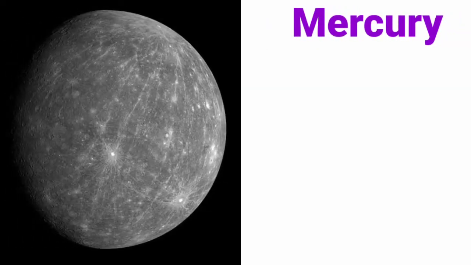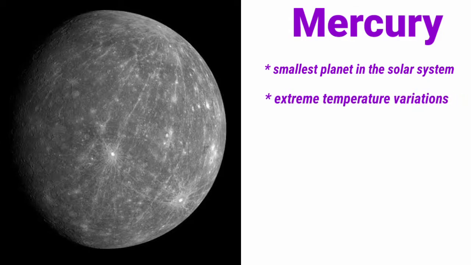Mercury. Mercury is the first planet of our solar system. It is very small, in fact the smallest planet in the solar system. It has a rocky and mountainous surface but no atmosphere. So what happens? Because the atmosphere is not present, there is extreme temperature variation on Mercury. The day temperature reaches around 430 degrees Celsius, but the night temperature goes down to around minus 180 degrees Celsius.